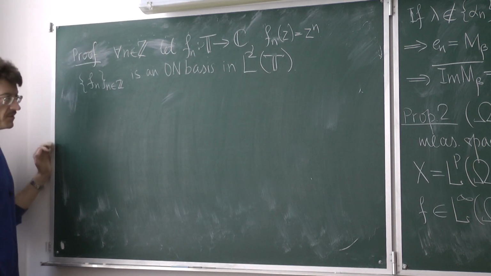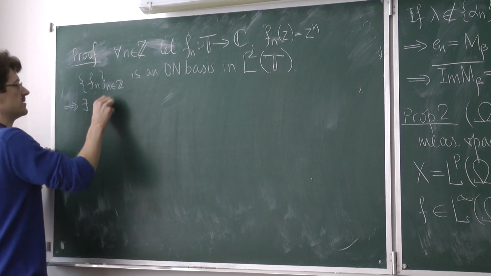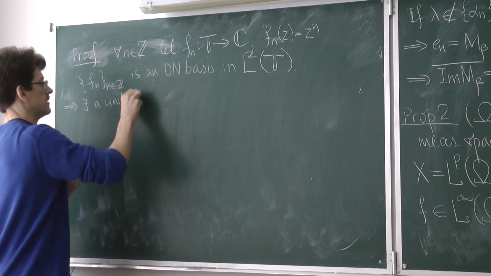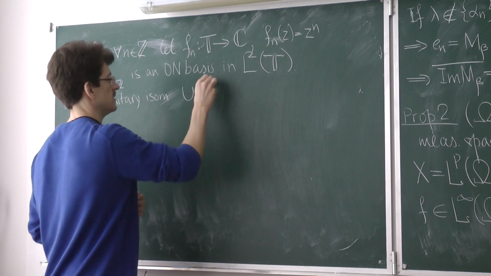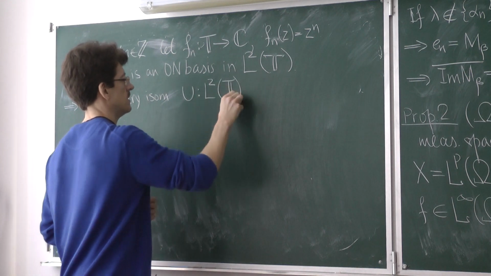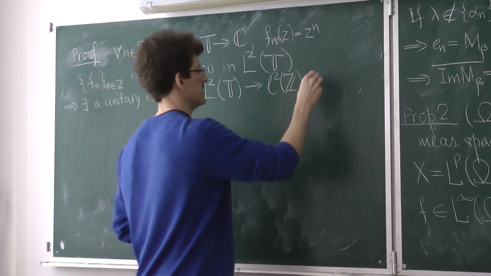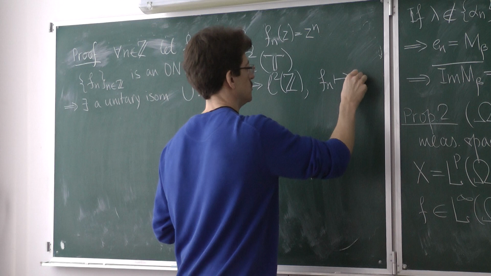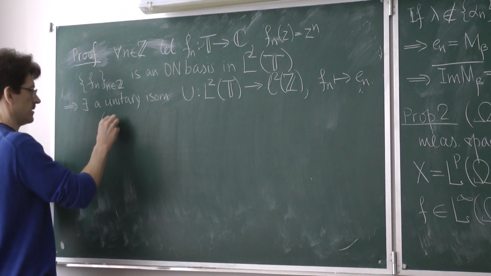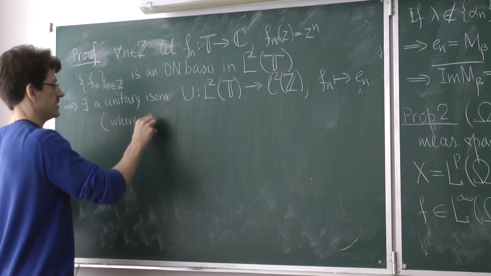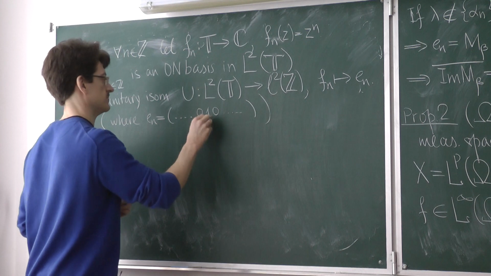And now from the general theory of Hilbert spaces, we see that there is a unitary isomorphism U between the big L^2 space on the circle and the little l^2 space over the integers, which takes each f_n to e_n, where e_n is the same e_n as in the previous proposition.